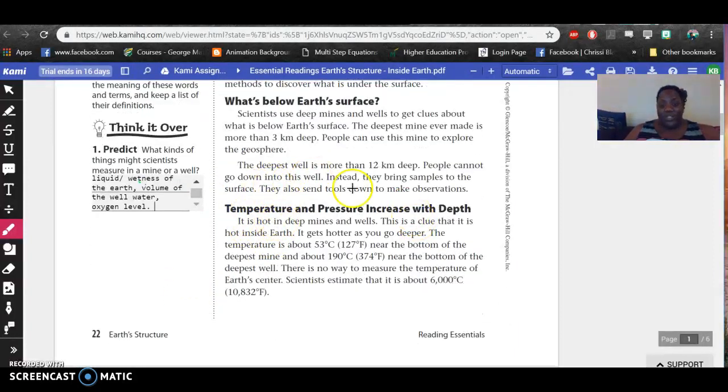Temperature and pressure increase with depth. Ooh, just learned something here, didn't we? It is hot in deep mines. This is a clue that it is hot inside Earth. It gets hotter as you go deeper. The temperature is about 50 to 53 degrees Celsius or 127 degrees Fahrenheit.